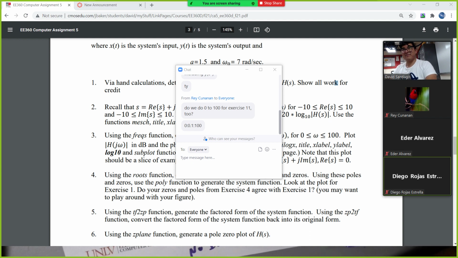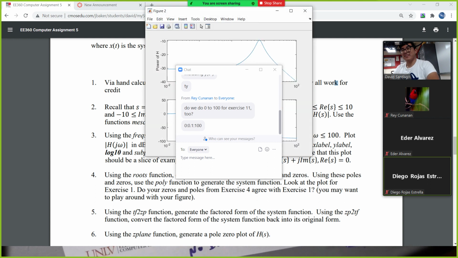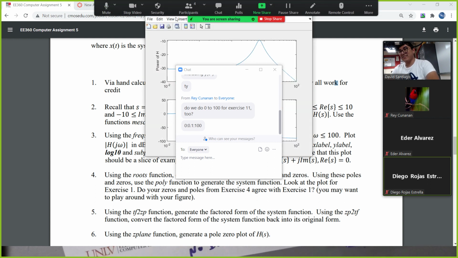Exercise 11. Now let me run this. There you go.